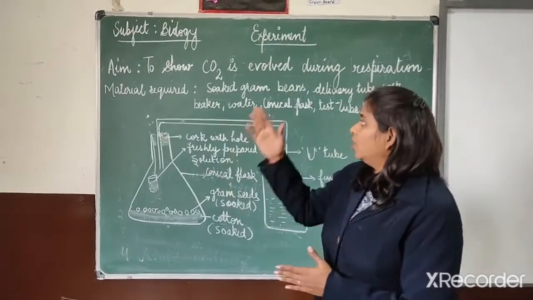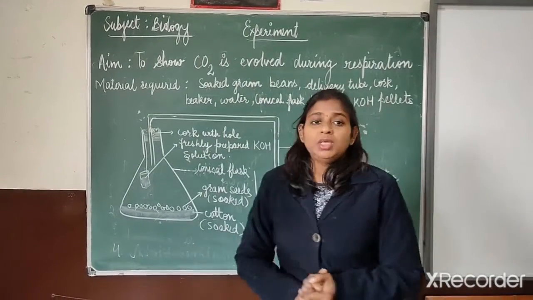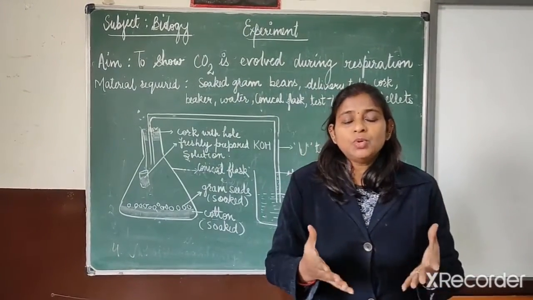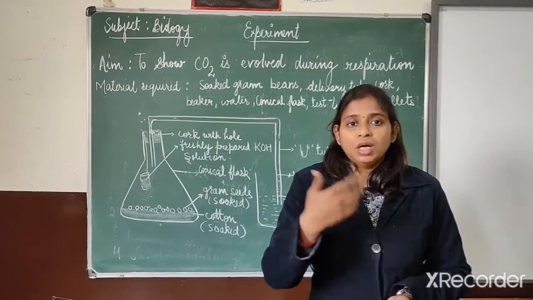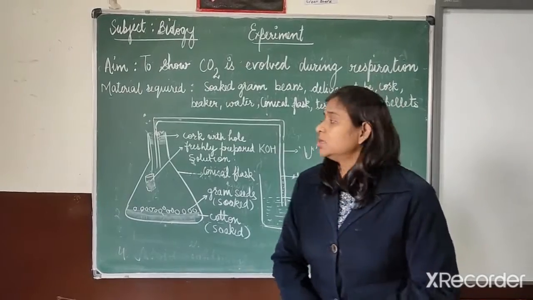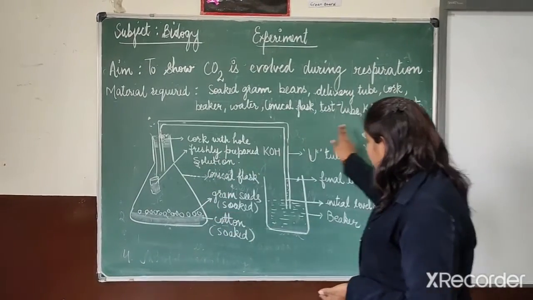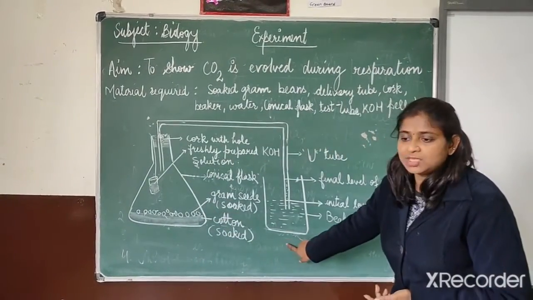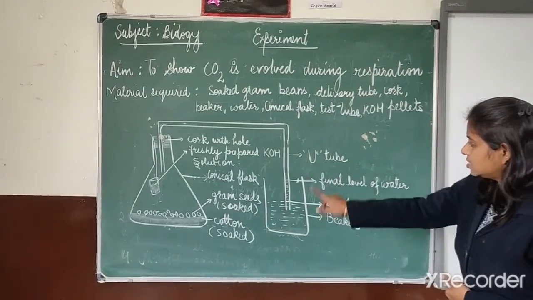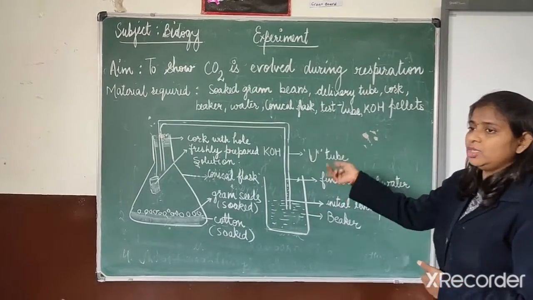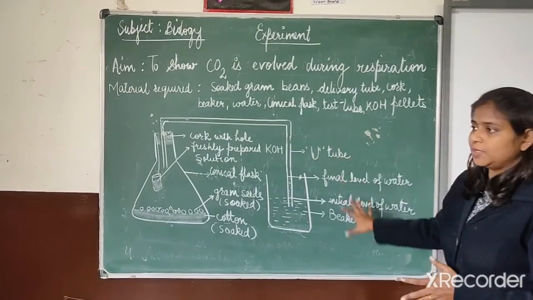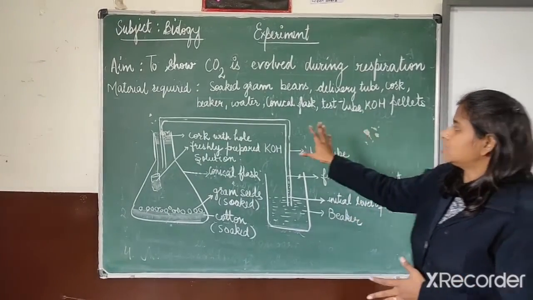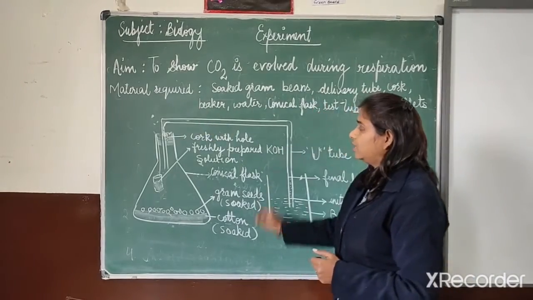Now, here we will show how you will come to know that carbon dioxide is released in this experiment. How will you analyze this? For this we have to conduct the experiment. Now, this is the setup of the experiment. As you can see, this is the setup. You will be learning how this setup is made. Now first let's discuss what materials are required.